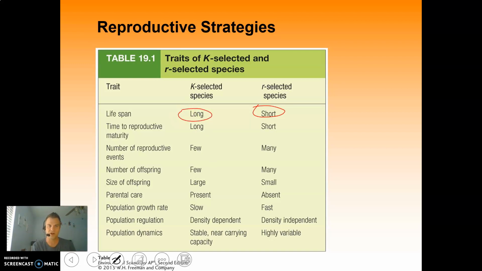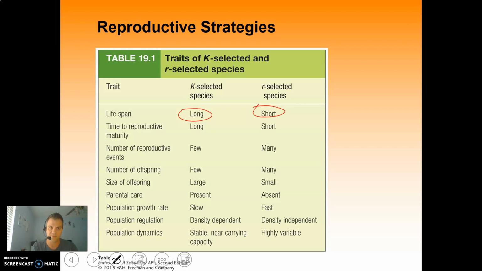Time to reproductive maturity, it takes K-selected species relatively a lot longer to become reproductively mature than it does for R-selected species. K-selected species have very few reproductive events, whereas R-selected species are constantly reproducing. Number of offspring is many in the R-selected species, but very few comparatively in the K-selected species. The size of offspring is large in K-selected species, and small in R-selected species. Parental care is usually present in K-selected species and absent in R-selected species. They're just born and then survive and adapt to their environment.